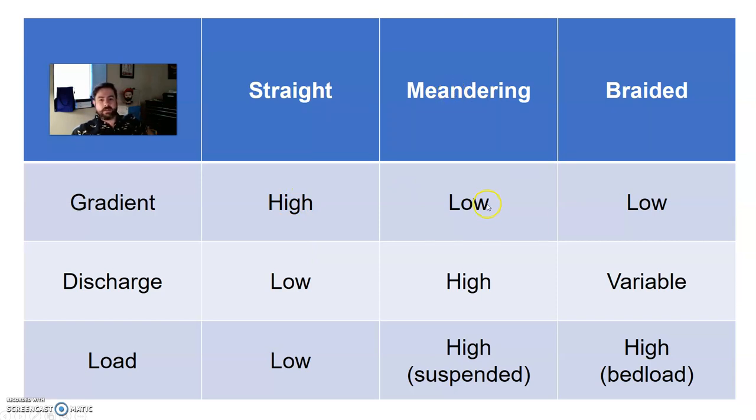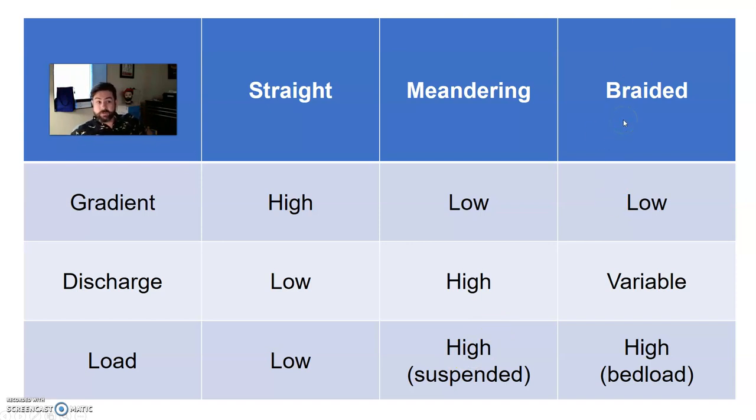Meandering streams are low gradient with higher discharge, so not steep, with a lot of water, and they have a high amount of load, most of that suspended load. So there is material in the river itself that gives it that brown, murky look of some large rivers. I think of the Mississippi River anytime I drive over it.